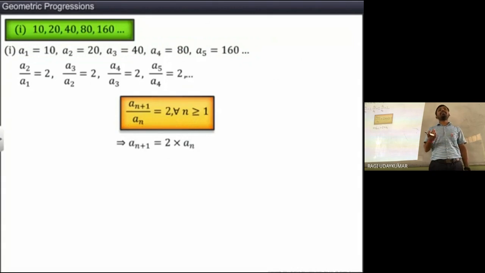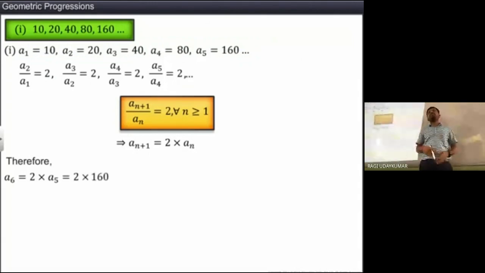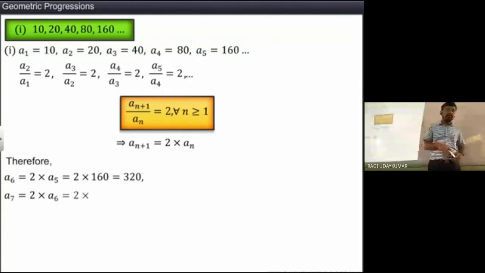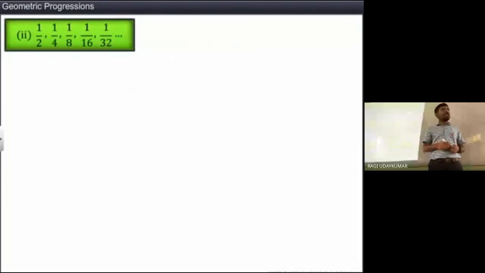The value of n compulsorily should be greater than or equal to 1. So from this, a(n+1) is equal to 2 times an. For this problem only it is like this, not generalized. Okay. So to find a6, the fifth term, multiply by 2, that is 320. To find the seventh term, multiply by 2, that is 640. In the same way, you can find any remaining term if you are asked.